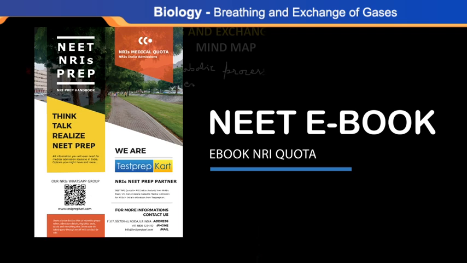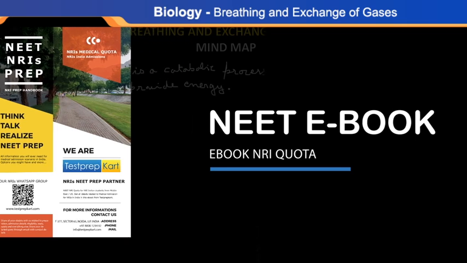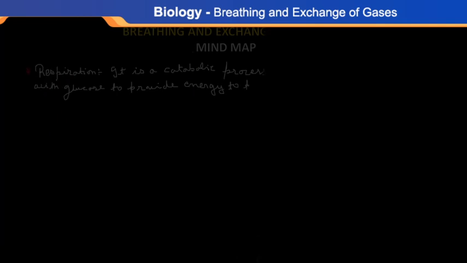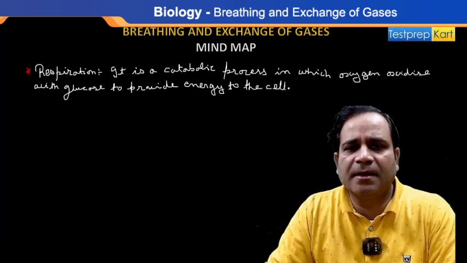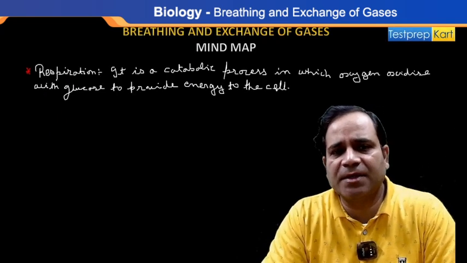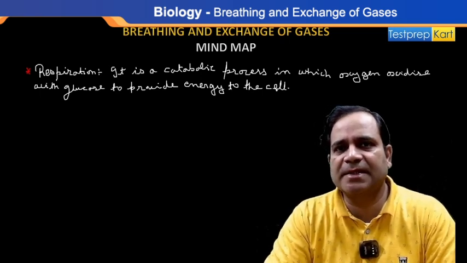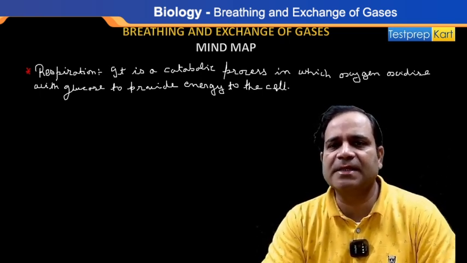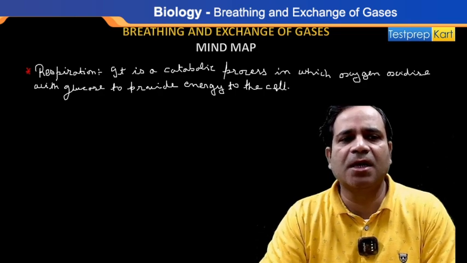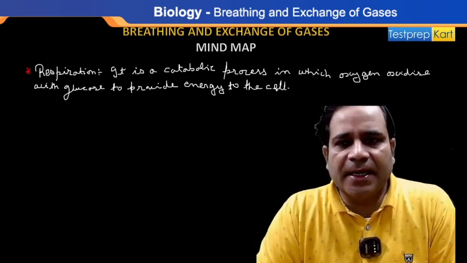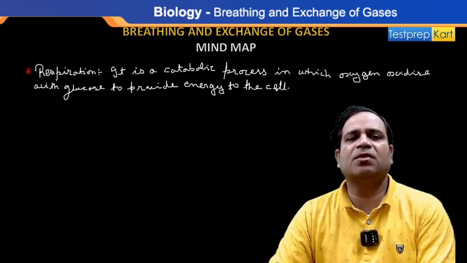To provide energy to the what, my dear? Energy to the cell. Getting my point? So here respiration is nothing but a catabolic process, and that very catabolic process is responsible for the oxidation of glucose. Whenever I say the oxidation of glucose, what does it mean?